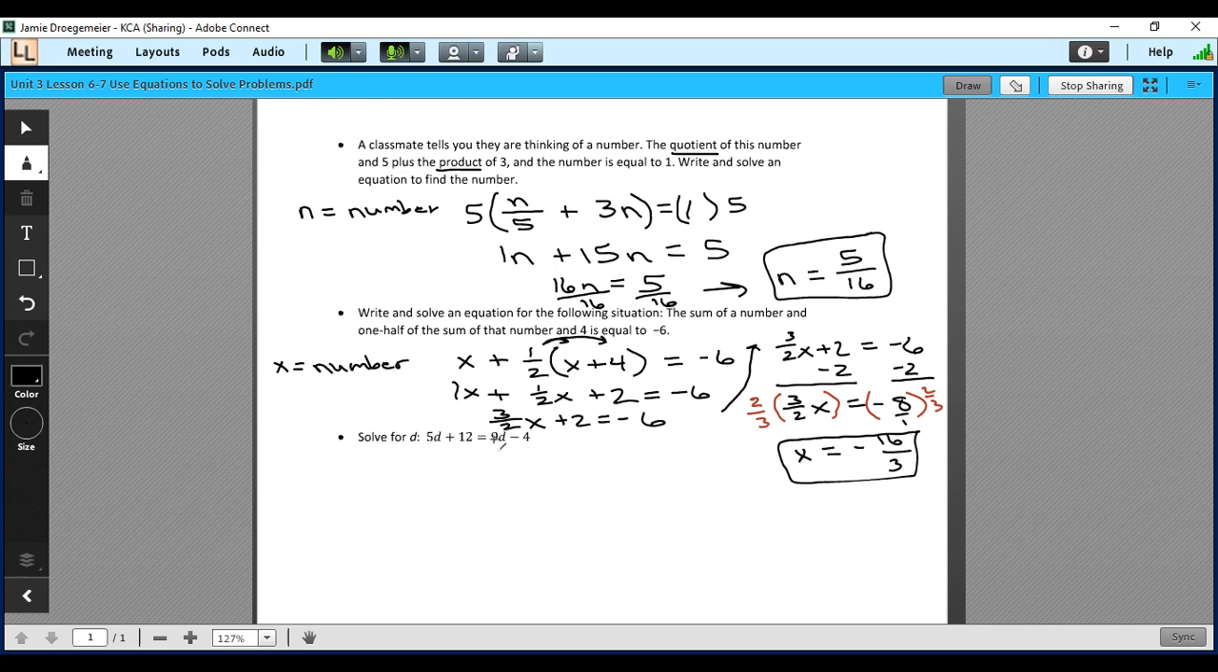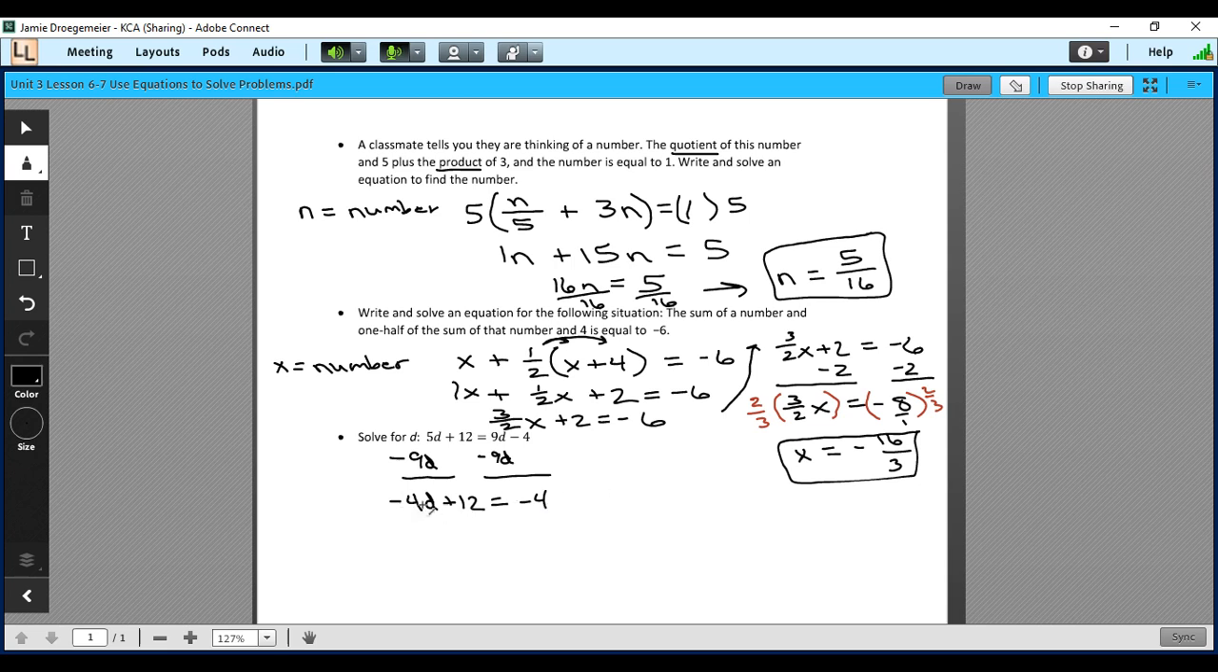So I'm going to start, right now I have a positive 9d over here on the right. I'm going to go ahead and subtract that 9d, undo that addition that it has over there. And if I do it on one side, I have to do it on the other side. 5d minus 9d is -4d. I have a plus 12 still there. And then here, 9d minus 9d, those zero out, and I'm left with -4.